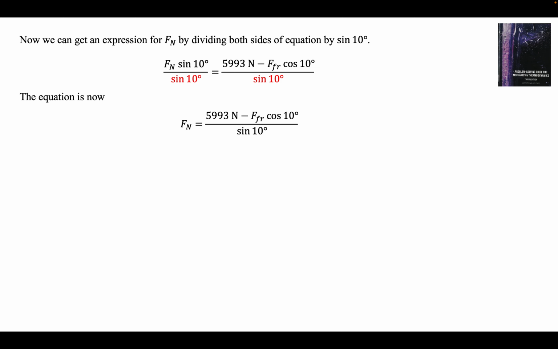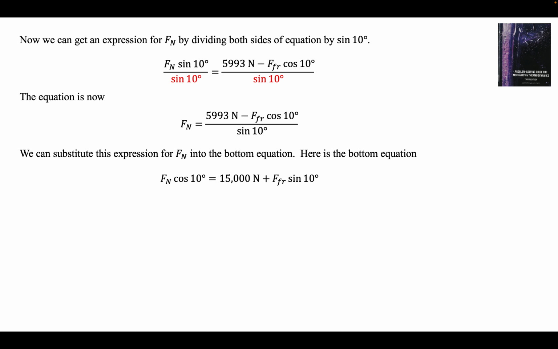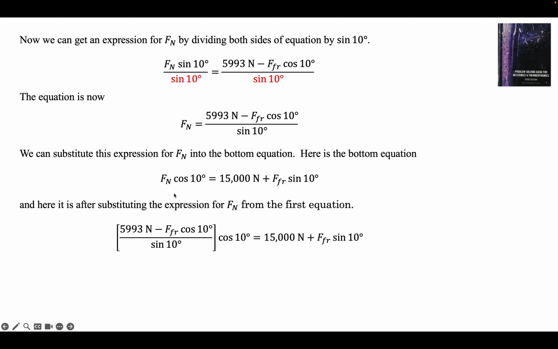And that's our goal. So now we can take this expression for F sub n, which we got from the top equation, and substitute it in for Fn into the bottom equation. So here's the bottom equation, repeated for convenience. And we're going to substitute what we got for F sub n from the top equation into the bottom equation right here for Fn. There's the square bracket. This is F sub n from the top equation. This is the bottom equation with the expression from the top equation for F sub n substituted in. So now we have one equation and one unknown.